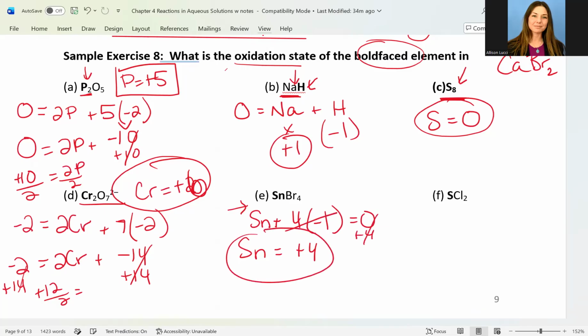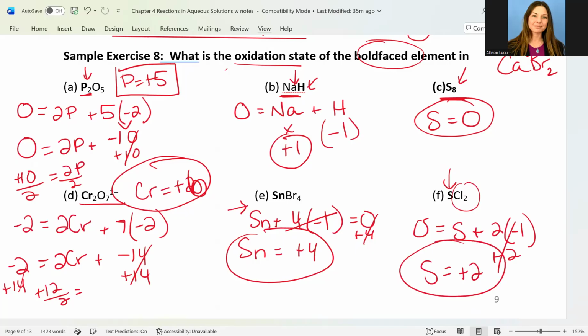In my last case here, I'm going to solve for sulfur. I'm going to set everything equal to 0. And I know that the halogens, when they're in elemental molecules like we see here, are 0. So we solve for sulfur, and then we have 2 chlorides, which are both -1. So I'm going to add +2 to both sides, and my sulfur's oxidation state here will be +2.